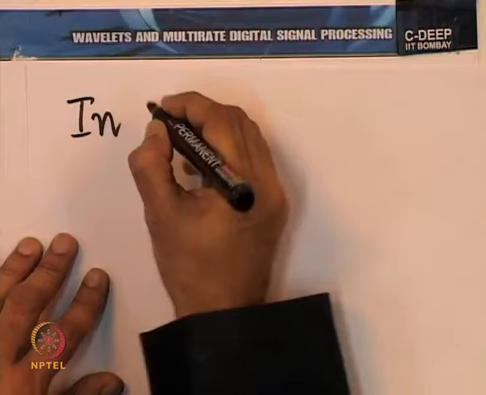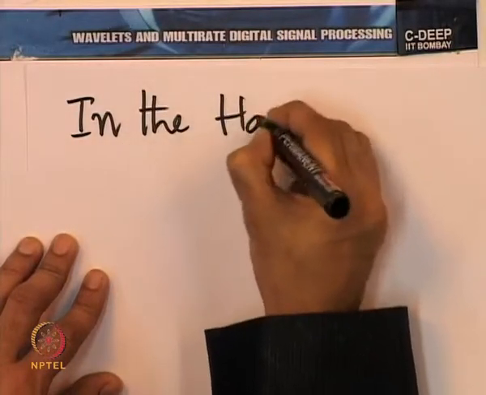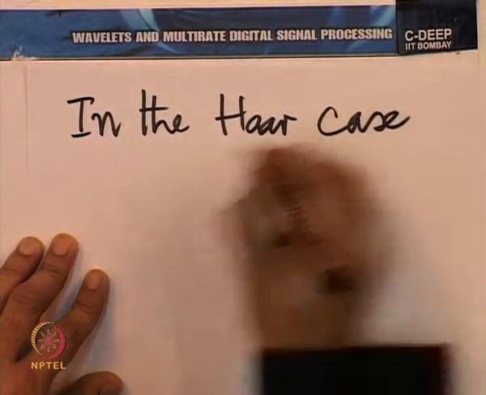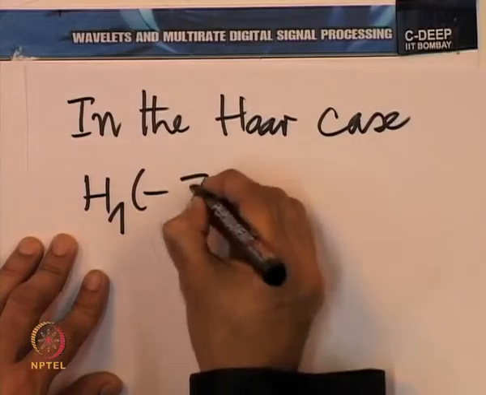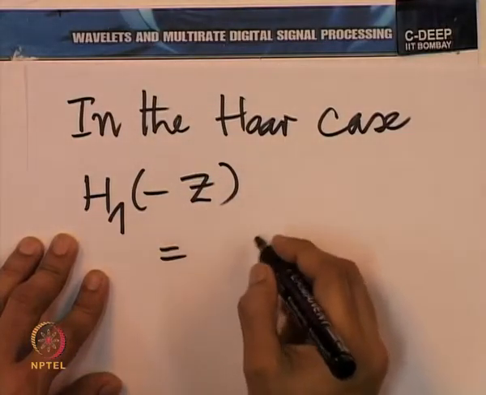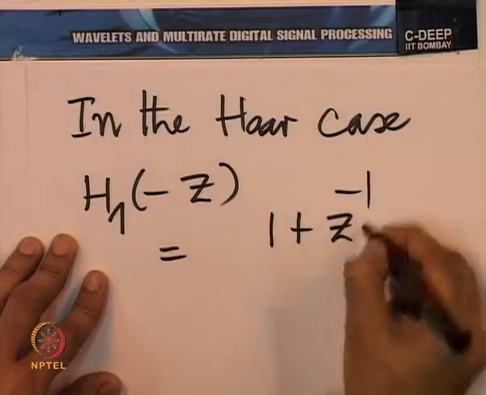Now, that means you need a relation between H1 and H0, and one simple thing to do is to make H0(z) related to H1(-z). That is what we have actually done in the Haar. If you look at it carefully, in the Haar case, H1(-z) is essentially (1 plus z inverse) by 2.